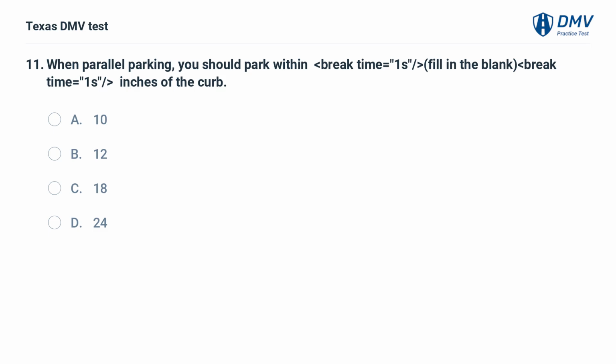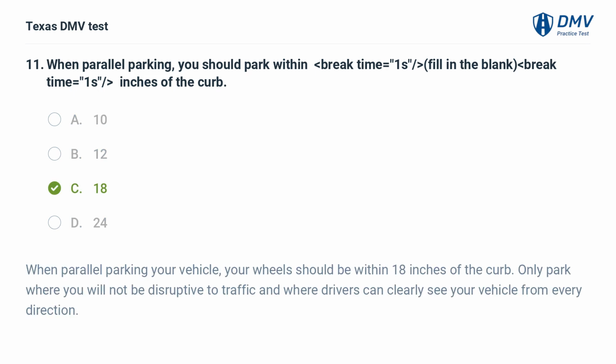When parallel parking, you should park within fill in the blank inches of the curb. A. 10. B. 12. C. 18. D. 24. C. 18. When parallel parking your vehicle, your wheels should be within 18 inches of the curb. Only park where you will not be disruptive to traffic and where drivers can clearly see your vehicle from every direction.